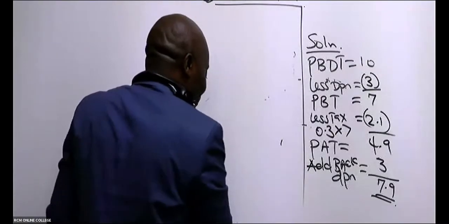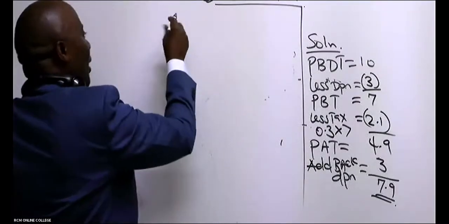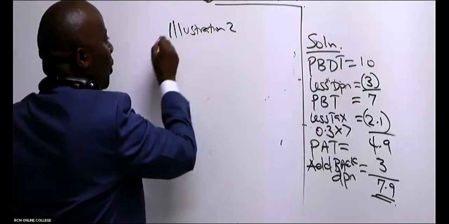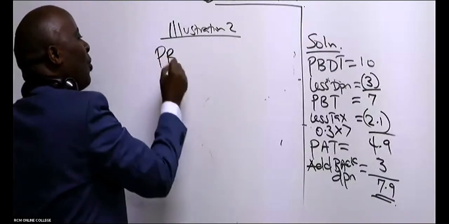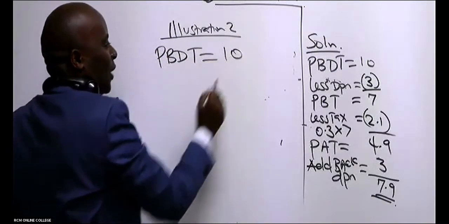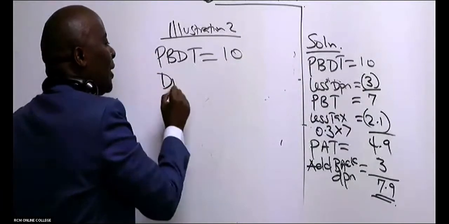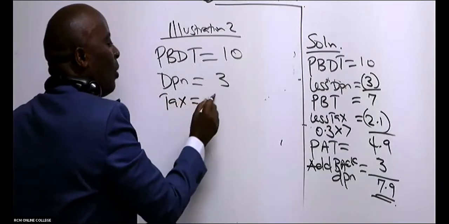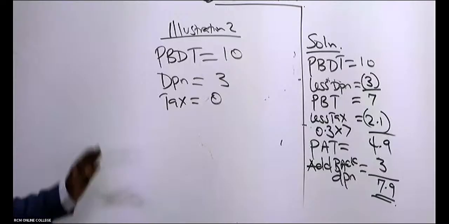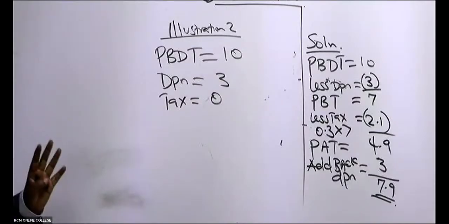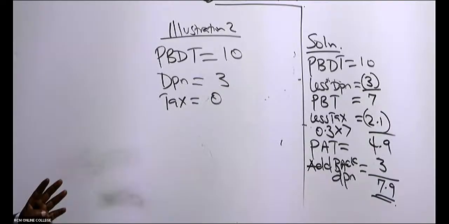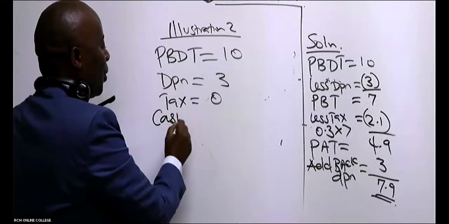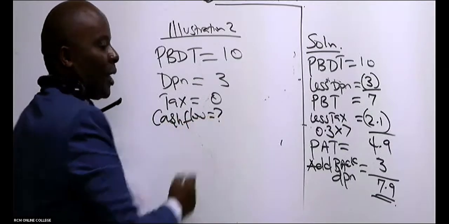Now, question 2, or illustration 2. Illustration number 2, they have given us profit before depreciation and tax, a gain of 10. Then they have given us depreciation of 3. But in this case, tax, they have said it is 0. Tax rate is 0. Tax has not been given. Tax is 0. And then they're asking you to give what we call cash flow.